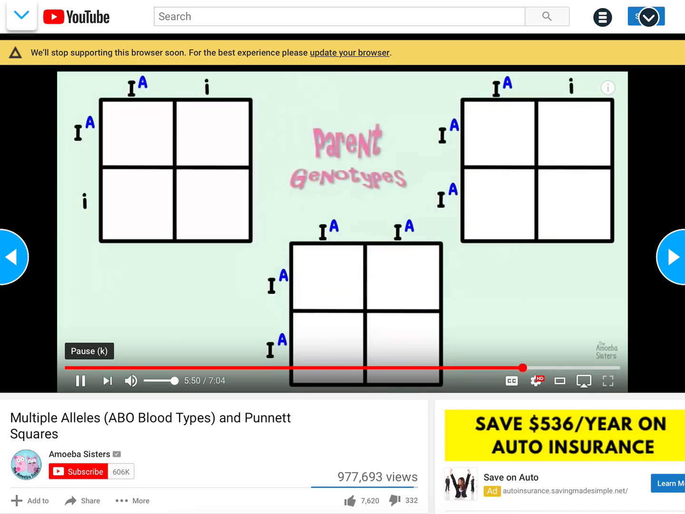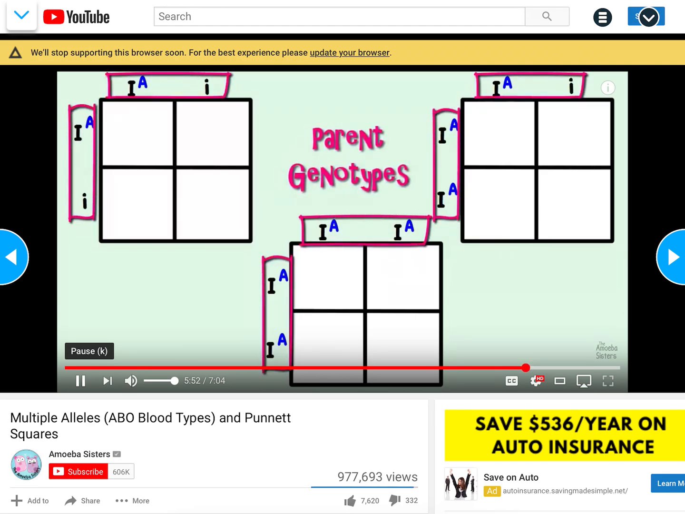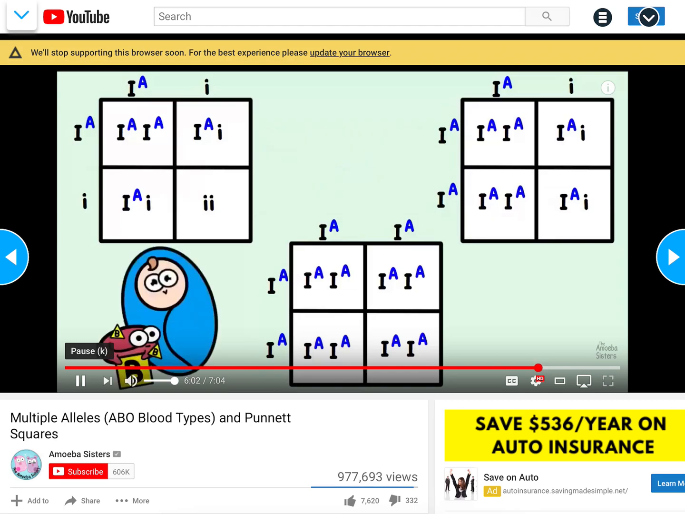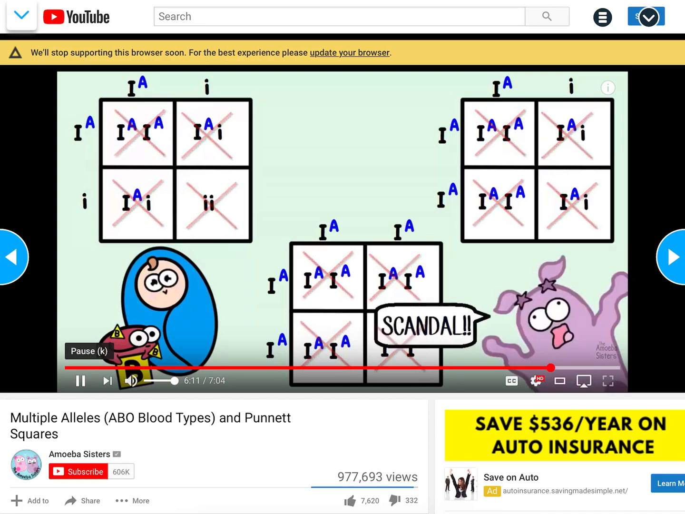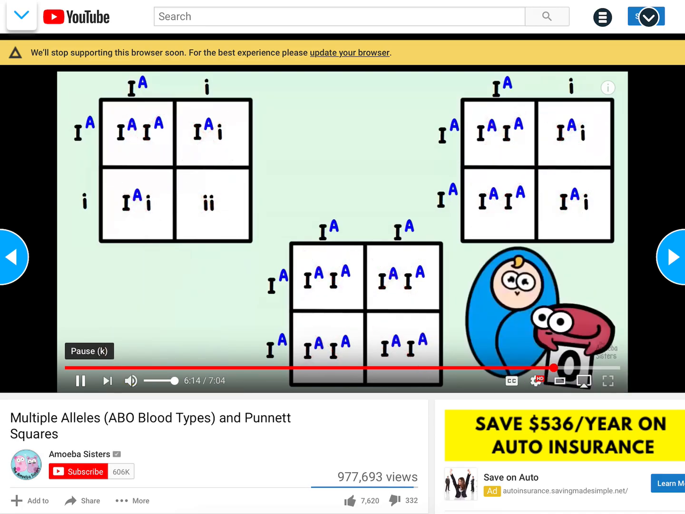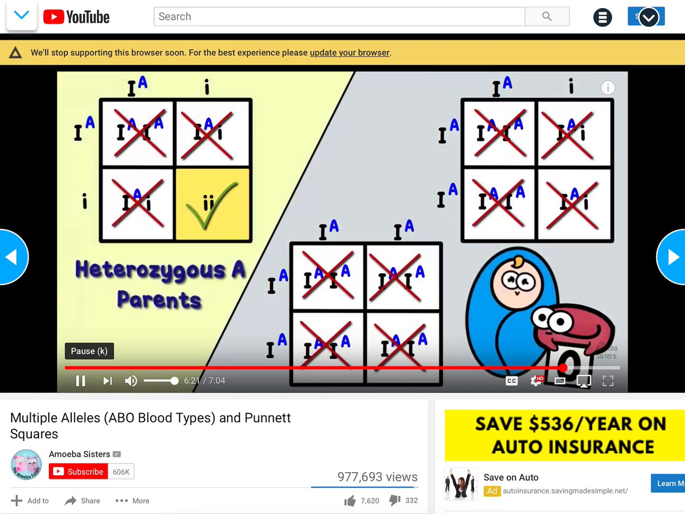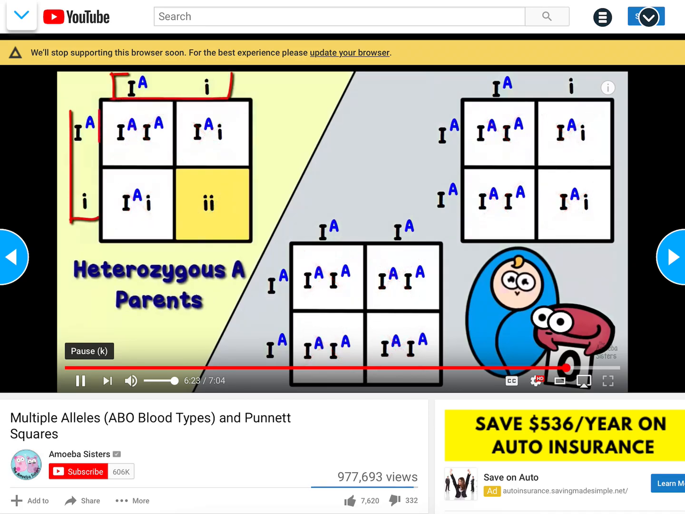Remember that we write the parent genotypes on the top and the side of the Punnett squares, like this. We'll fill in the Punnett squares, and we'll make sure to have capital I's first, just for formatting purposes. Okay, so is it possible to get baby Phil, who has type B, in any of these offspring? Nope, he must be someone else's baby. What about baby Sylvester with his type O? Yes, it is possible, but both parents would have to be heterozygous A. That means they both must be this.